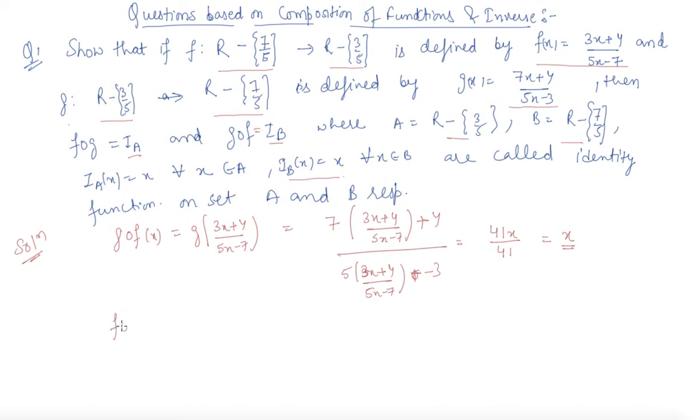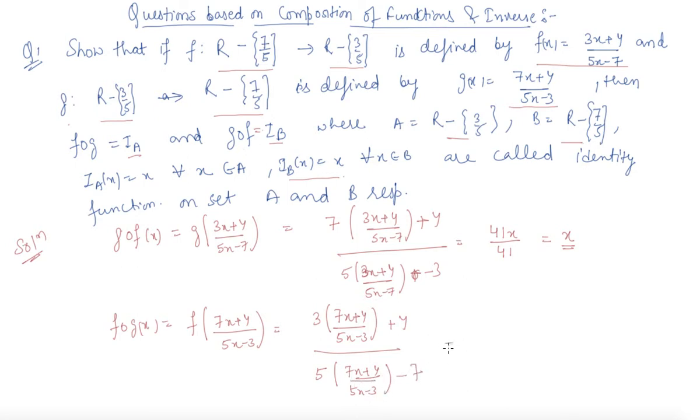Now we will check f of g of x. So this is f of g(x), where g(x) is (7x+4)/(5x-3). In place of x in f we will put the value of g(x). So 3 times (7x+4)/(5x-3) plus 4, upon 5 times (7x+4)/(5x-3) minus 7. After solving this, students, we also get 41x by 41, which is equal to x.